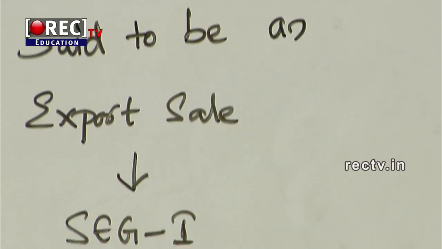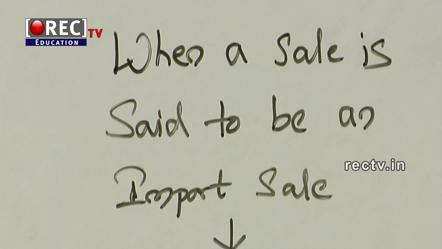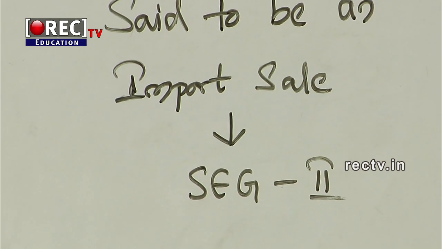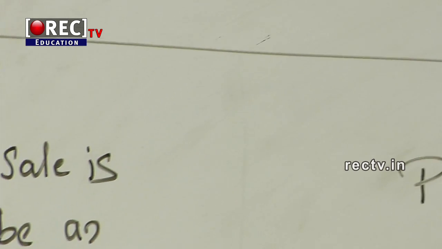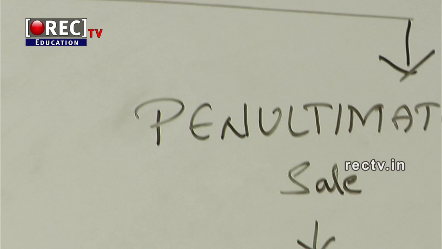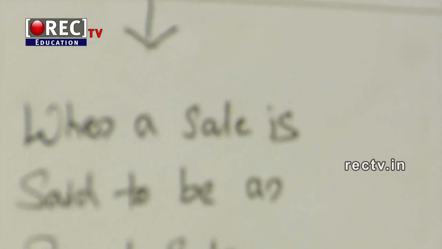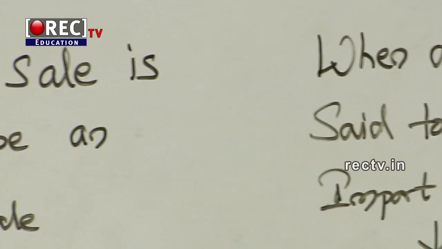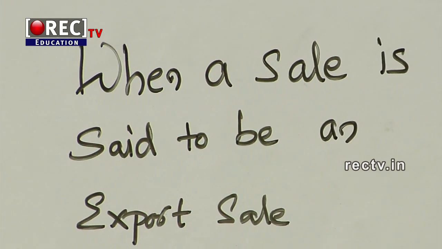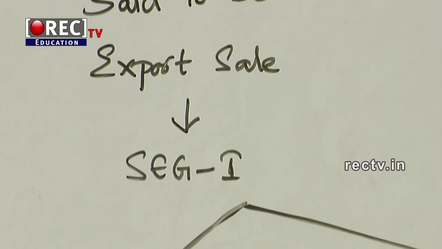This is segment 1. And when a sale is said to be an import sale, that is segment 2 in section 5. And what is penultimate sale? That deals with segment 3. Now we are going to segment number 1, that is what is export sale. When a sale is to be taken as export sale, that is segment 1.